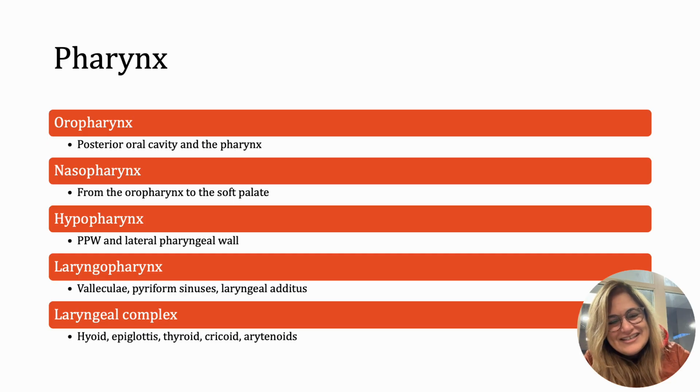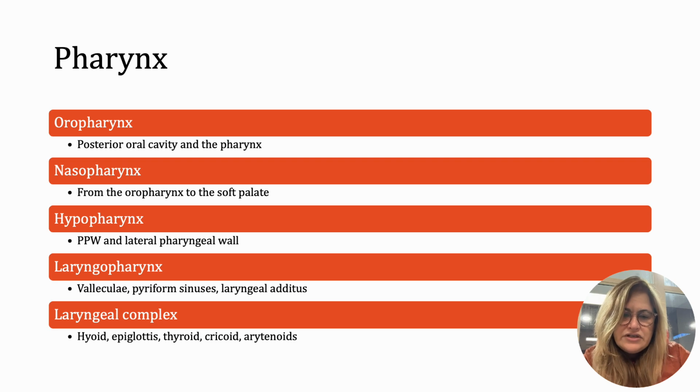The laryngopharynx is where the vallecula, piriform sinuses, and laryngeal aditus are. So it's the area that sometimes I call the danger area. We're really close to the glottis and the vocal folds. So all those areas are important to keep in mind, and to know where one ends and the other one starts and how they overlap together for the safe travel of the bolus.